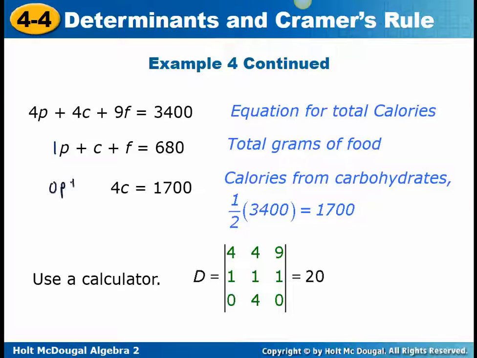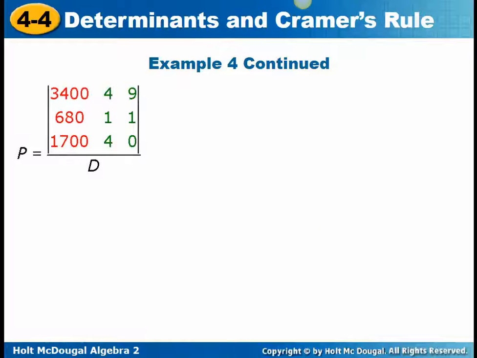This is 0p plus 0f as well. And then 4, 1, 4, and then 9, 1, 0. And then we find the determinant using technology or that method that we saw before. And then we got 20 for that. Okay, that's your first step. Find the determinant, maybe your second or third step.